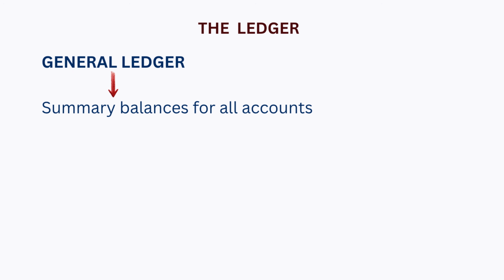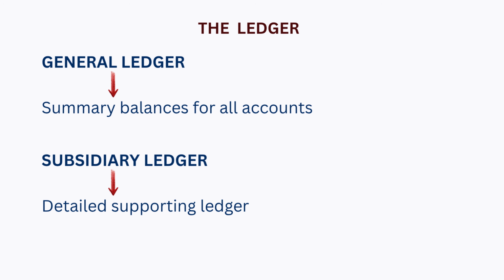Let's look at the ledger. The general ledger is the main ledger of the business. It contains the summary balances for all accounts. A subsidiary ledger is a detailed supporting ledger. It contains individual records that support one account in the general ledger. So, the general ledger shows totals, while subsidiary ledgers show details.